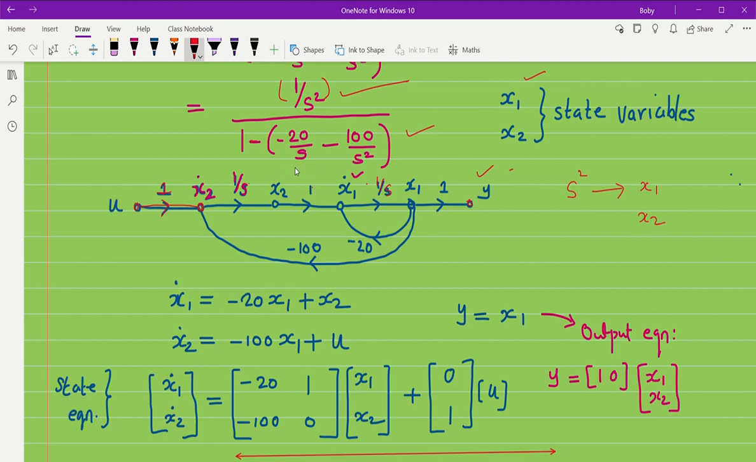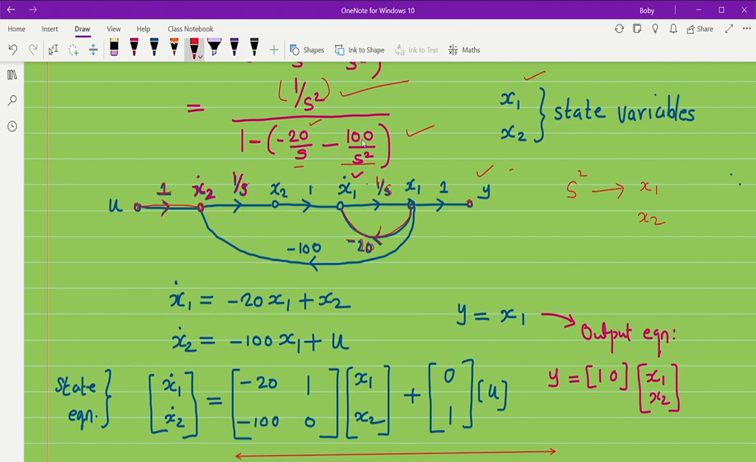In the denominator we know there will be two terms: 1 minus the sum of loop gains. There is one loop, minus 20 by s, that is 1 by s into minus 20. From x1 we draw a loop directly to x1 dot, and mark the gain as minus 20. This loop has an overall gain of 1 by s into minus 20, that is minus 20 by s.